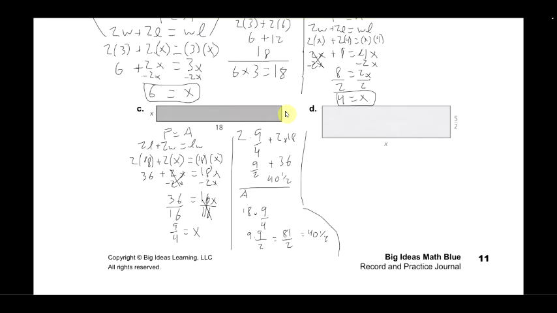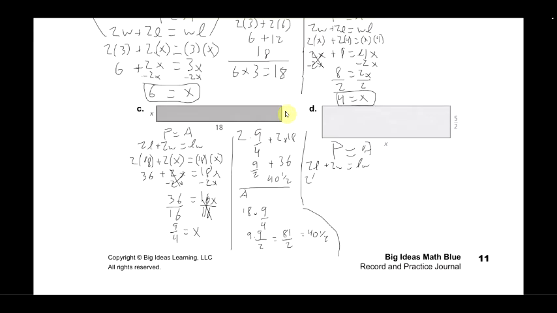Last one on this page. I think you guys can do it. I think you can do well. I'll help you set it up. Remember, we have P equals A. We have 2 times length plus 2 times width equals length times width. Plug in our relevant details.